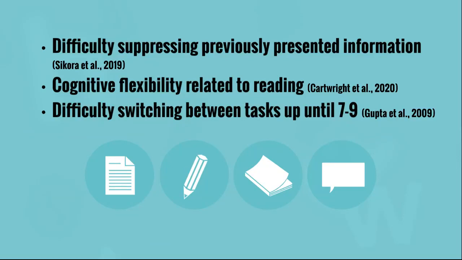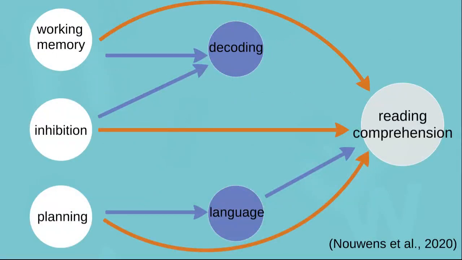So it's unsurprising that all of these mental tasks are related to reading and reading comprehension. I like this study by Nowens and colleagues who tested fourth grade students on their executive functioning skills, which you can see on the left, and then tested those same students a year later in fifth grade for decoding, language, and reading comprehension skills.